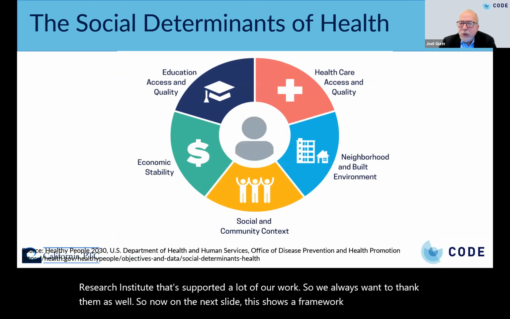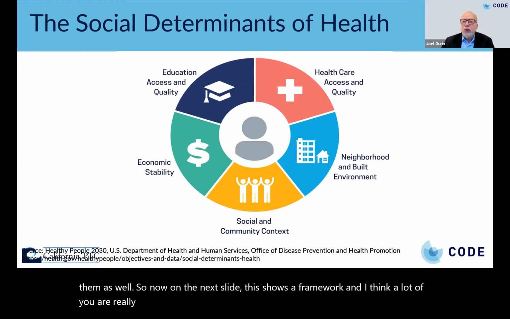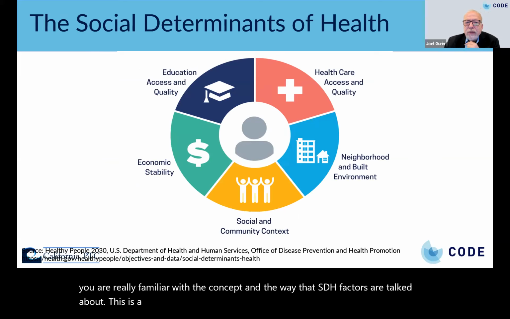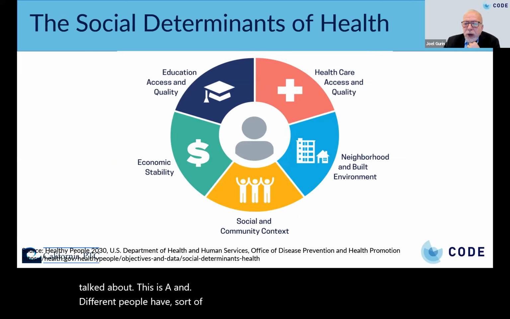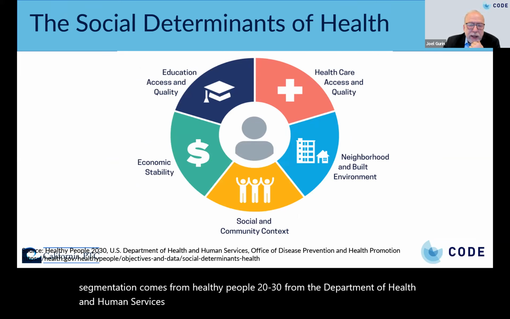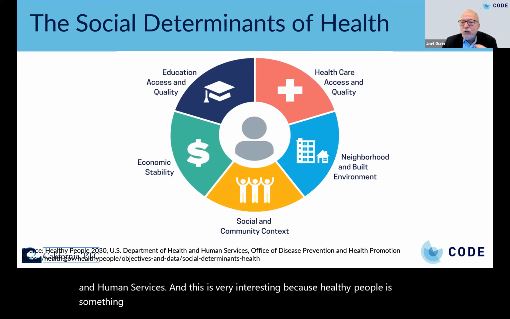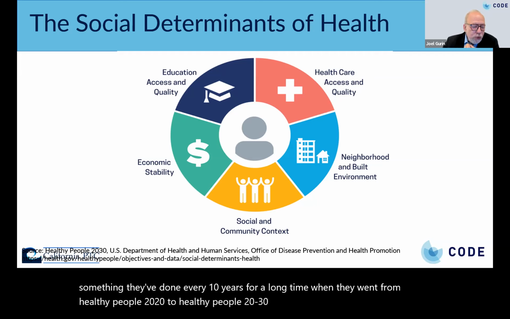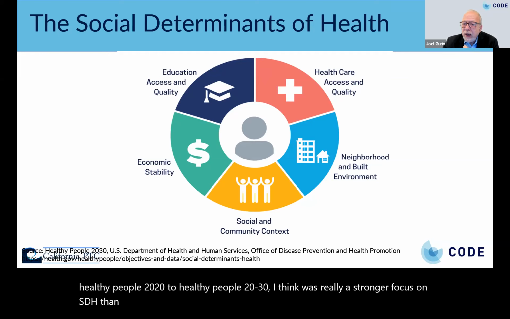I think a lot of you are really familiar with the concept and the way that SDH factors are talked about. Different people have sort of divided these up in different ways. This particular segmentation comes from Healthy People 2030, from the Department of Health and Human Services. And this is very interesting because Healthy People is something they've done every 10 years for a long time. When they went from Healthy People 2020 to Healthy People 2030, I think there was really a stronger focus on SDH than any that they had ever had in the past.